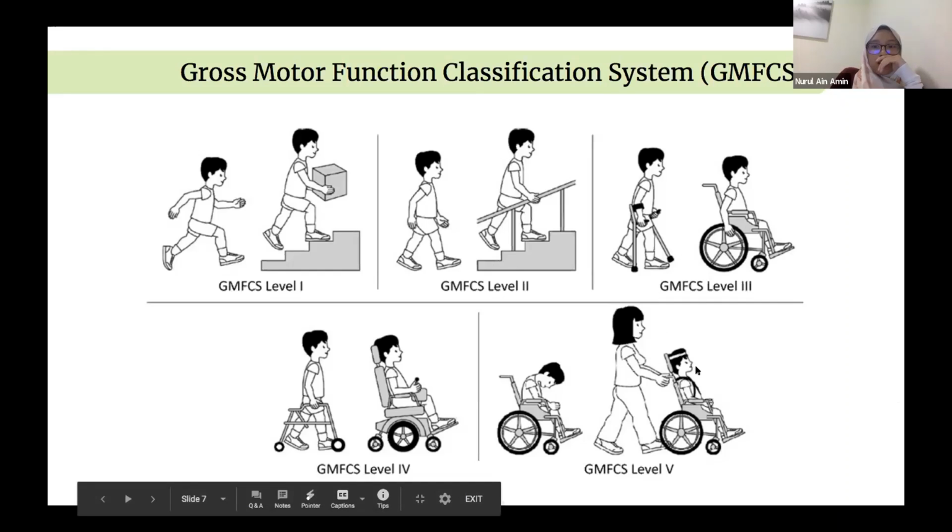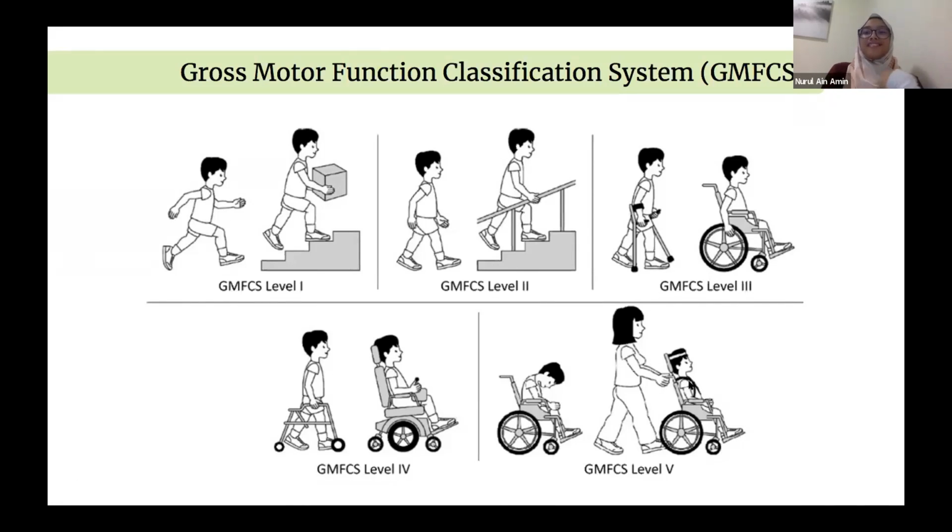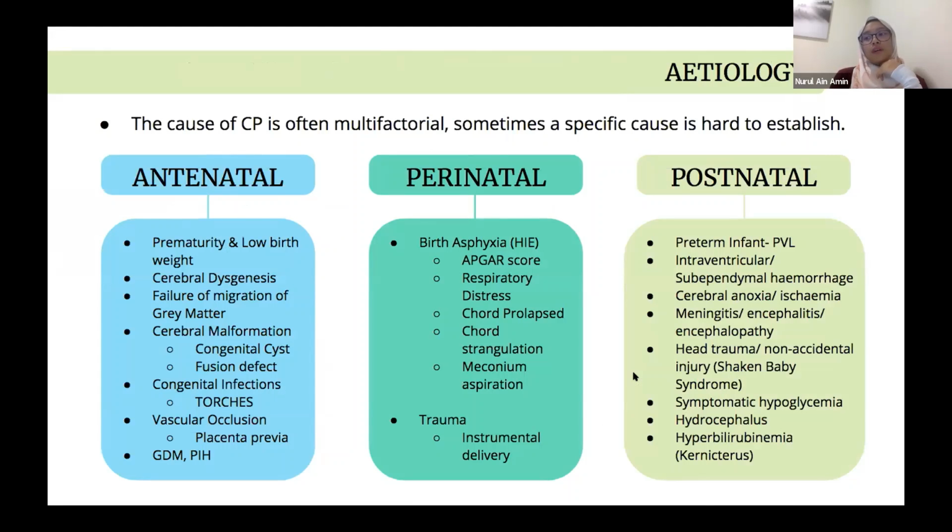As you can see, the child is wearing a pinggang at the chair. Okay. Next, I'll be talking about the etiology, basically the causes. So the causes of CP is often multifactorial. Sometimes a specific cause is hard to establish, and in many cases, you cannot actually get a definitive cause.